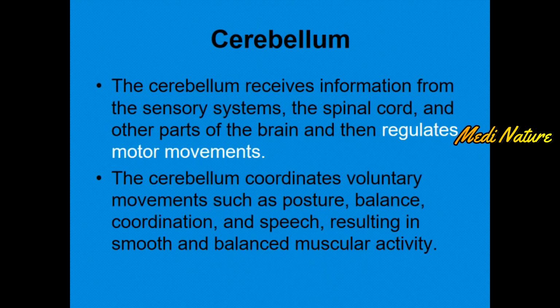Let's see about the function of cerebellum. The cerebellum receives information from the sensory systems, the spinal cord, and also from the other parts of the brain, and then regulates motor movements. The cerebellum coordinates voluntary movements such as posture, balance, coordination, and speech, which result in smooth and balanced muscular activity. So this is the end of the first part of this lecture.